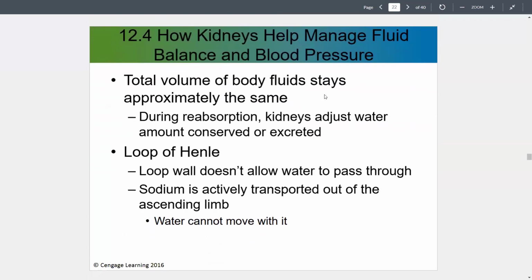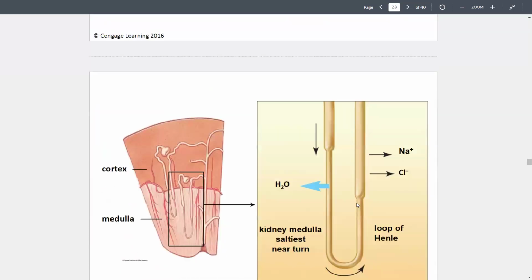Okay, so total body fluid should stay the same. You shouldn't be taking on extra fluid. You should be even, or you're going to get bloated. The loop of Henle doesn't let water pass through, but it transports sodium out.